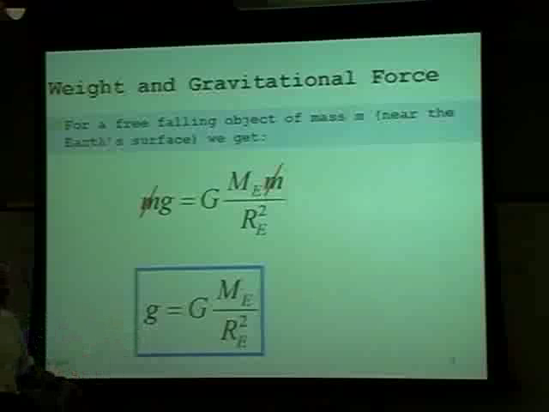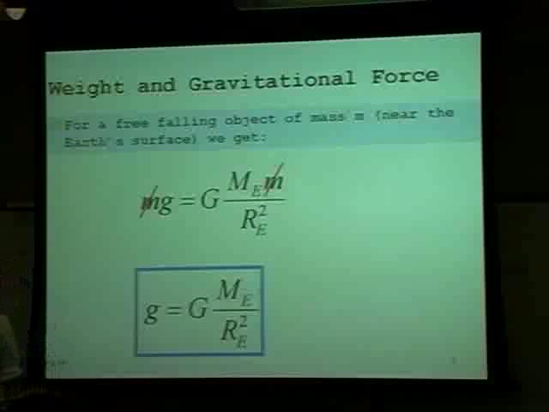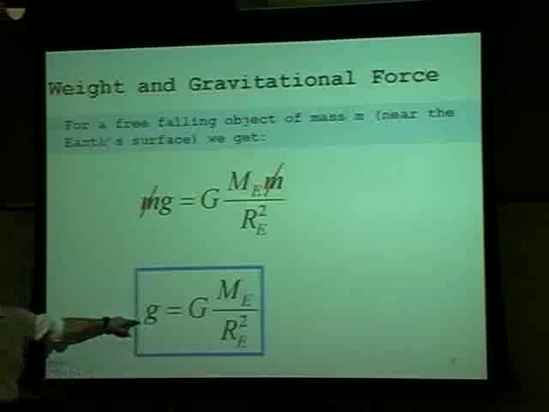9.8 meters per second squared is related to the physical values of the Earth: the mass of the Earth over the radius of the Earth squared times a constant, a universal constant. So if you found yourself on a different spherical body, you would have a different value of acceleration on that body, based on the mass of that body and the radius of that body.